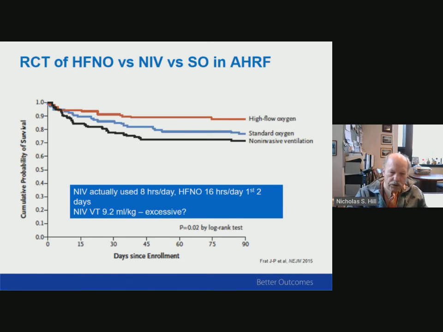One of the theories about why the mortality was greater was that the tidal volume in NIV was 9.2 mLs per kilogram. The question was, was this excessive? Was it contributing to ventilator-induced lung injury? But in fact, the authors targeted this level, 7 to 10 milliliters per kilogram. So you could argue if that's the case, they set up non-invasive ventilation for failure here. They did not make measurements of tidal volume during high flow, which is difficult to do because of the leakiness.